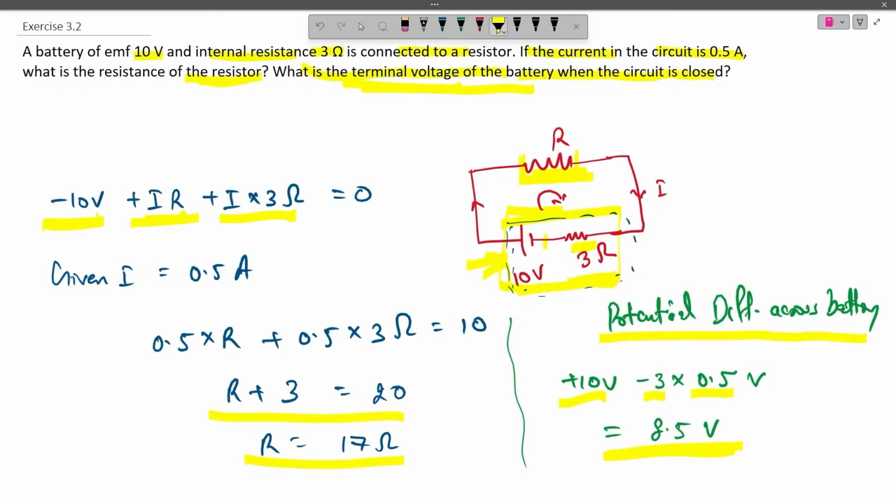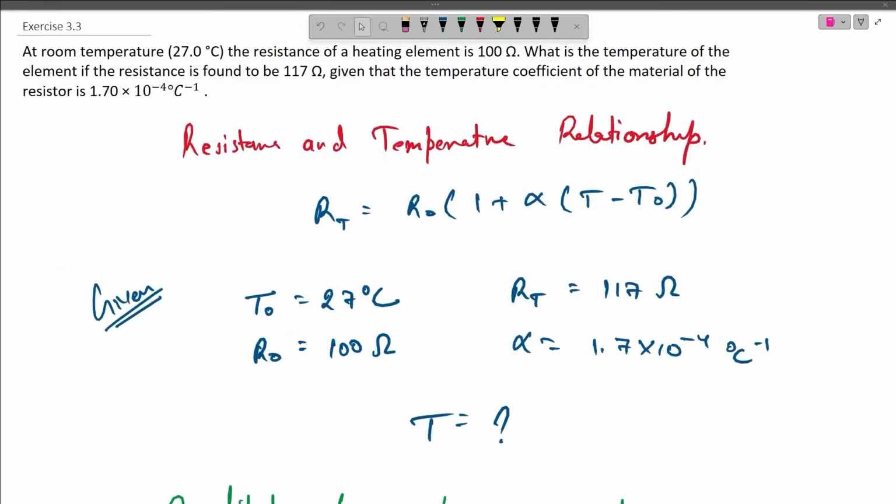The question says that at room temperature, that is 27 degrees centigrade, the resistance of a heating element is 100 ohm. What is the temperature of the element if the resistance is found to be 117 ohm, given that the temperature coefficient of the material of the resistor is 1.7 × 10⁻⁴ per degree centigrade?